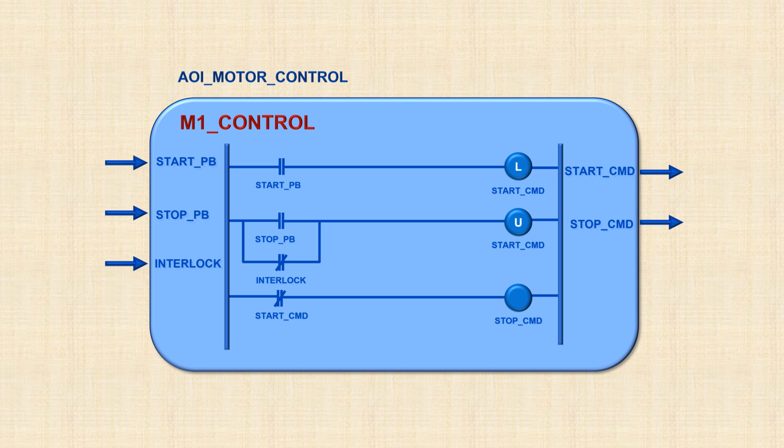So this is an AOI instance created for M1 motor, and we named this as M1_control and connected it with the M1 tags. The nice thing about using an AOI is that we could create another instance of the same AOI template, and we will name this as M2_control, and we will connect this instance with tags for M2 motor.